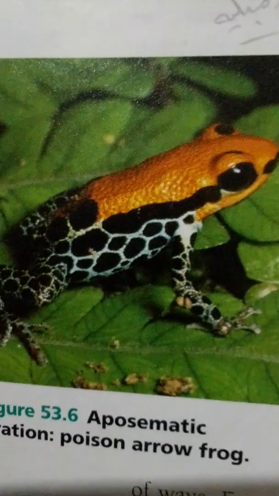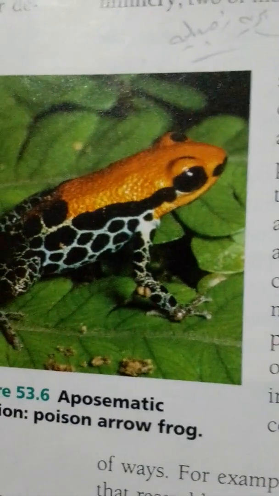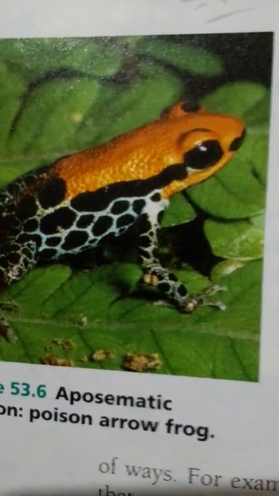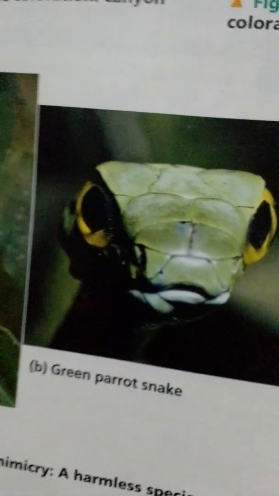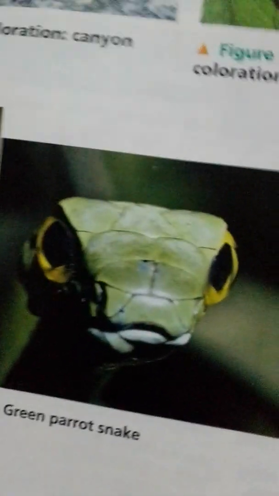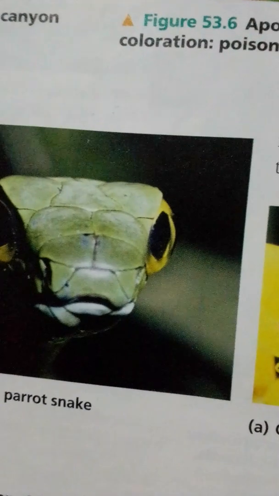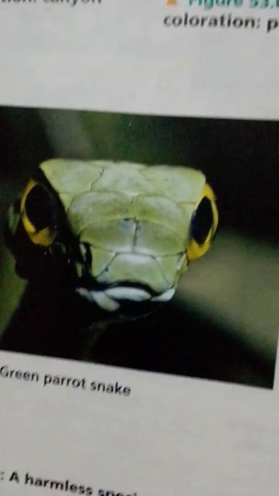In Batesian mimicry, a palatable or harmless species mimics an unpalatable or harmful model. For example, the larva of the hawk moth puffs up its head and thorax when disturbed, looking like the head of a small poisonous snake.